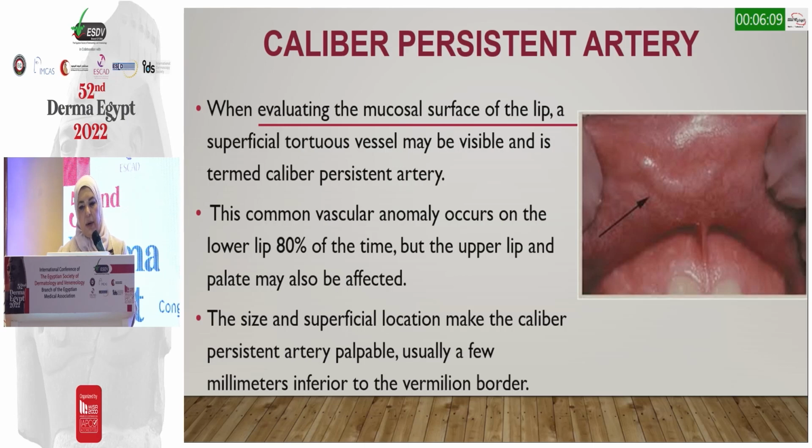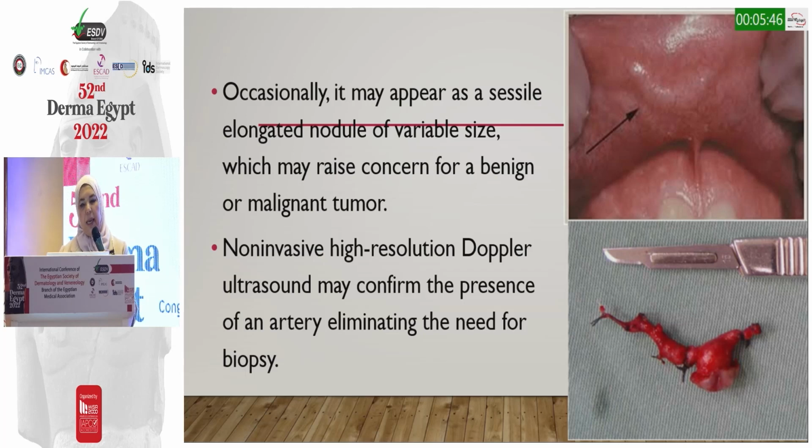This common vascular anomaly occurs on the lower lip in 80% of cases, but the upper lip and the palate may also be affected. The size and superficial location make the caliber-persistent artery palpable, usually a few millimeters inferior to the vermilion border. Occasionally, it may appear as a sessile elongated nodule of variable size, which may raise concern for a benign or malignant tumor. Non-invasive high-resolution Doppler ultrasound may confirm the presence of an artery, eliminating the need for biopsy. Usually, the treatment after confirmation of the diagnosis is by surgical excision.